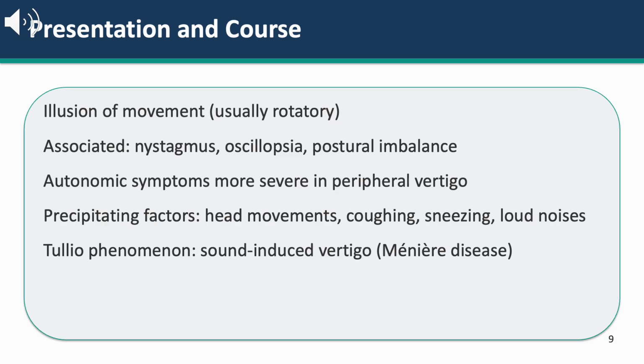Precipitating factors for vertigo may include head movements, coughing, sneezing, and loud noises. Head movements can produce vertigo even after compensation has occurred. Coughing and sneezing may precipitate vertigo, particularly in patients with superior semicircular canal dehiscence. Loud noises may precipitate vertigo in patients with inner ear disease, such as Meniere disease. This is called the Tullio phenomenon.